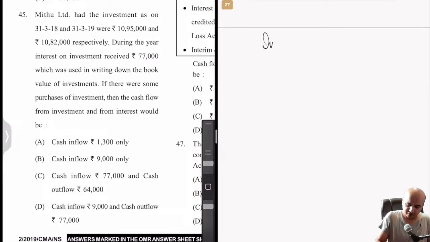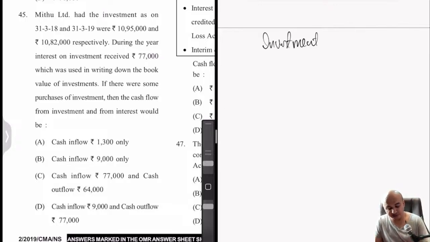Investment. Mithul Limited had the investment as on 31/3/2018 and 31/3/2019, opening and closing. During the year, interest on investment received 77,000, which was used in writing down the book value of the investments. Fine. If there were some purchases of investment, then the cash flow from investment and from interest would be dash and dash. Okay. This is also fairly easy only. Let's see how to solve this.